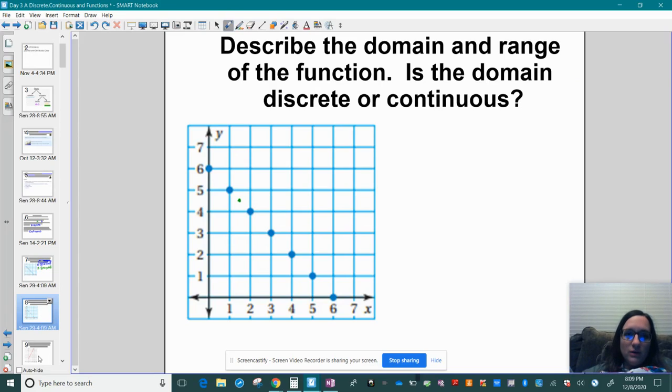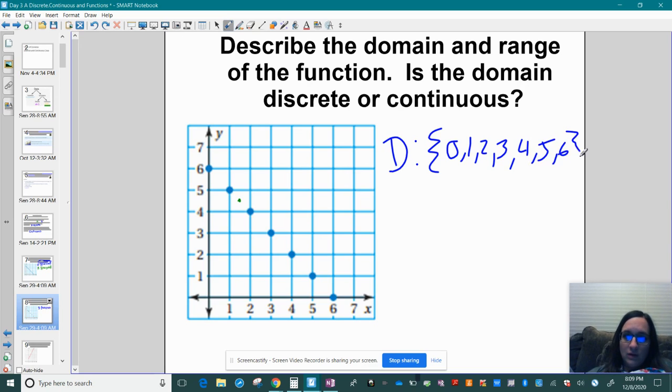All right, next one, our domain is, now notice we do not have those lines anymore. We have distinct data. So we have an x-coordinate at 0. We have an x-coordinate 1 up here, 2, 3, 4, 5, and 6. So we are listing out 0, 1, 2. There's our domain. Ooh, watch out for your braces. Make sure you've been practicing those. It's better. It's not great. It's better. So make sure you're practicing those.